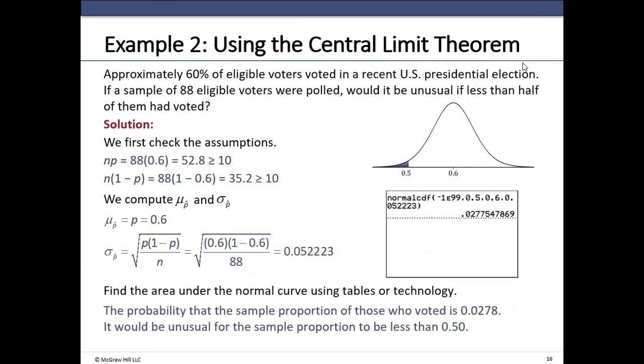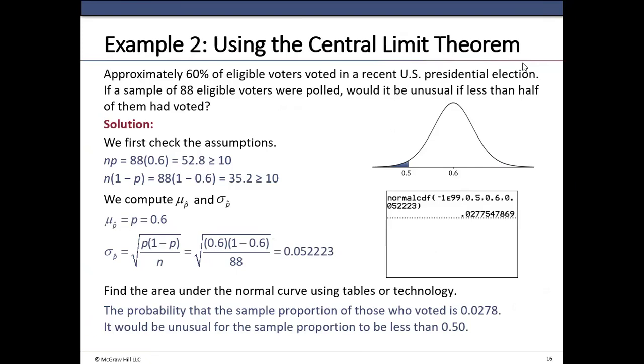Approximately 60% of eligible voters in a recent US presidential election voted. So if a sample of 88 eligible voters were polled, would it be unusual if less than half of them, that means less than 44, or less than 0.5, voted?